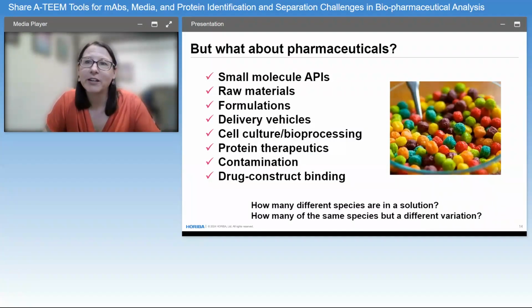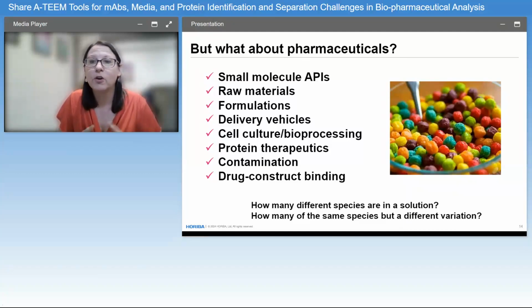So water and food are great, but how does this matter for pharmaceutical labs and bioprocess and GMP labs, which are mostly development, manufacturing, et cetera. So the A-TEEM spectroscopic technique really comes down to the separation of complex mixtures. And so this can be applied to many things. So whether it's food or it's pharma or biopharma, such as small molecule APIs, raw materials, formulations, delivery vehicles, so things like AAVs and exosomes, cell culture and bioprocessing, those are very complex mixtures, protein therapeutics, contamination, and even drug construct binding.